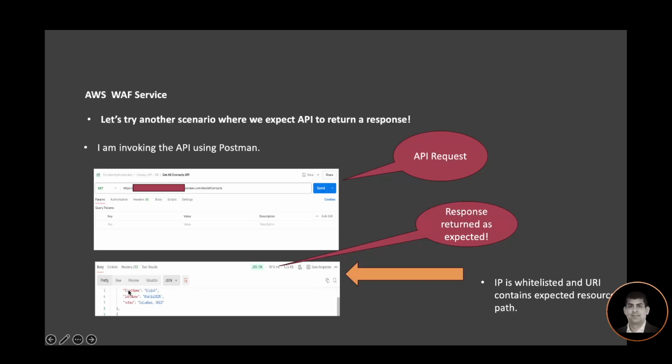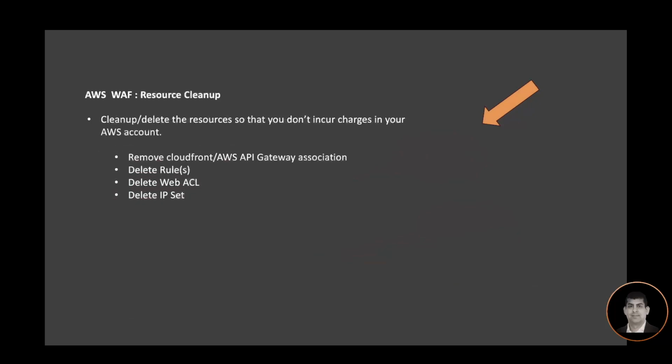Again, same setup, the data is in DynamoDB. I'm invoking the Lambda function through this API, which is hosted in the API Gateway. I'm using Postman to invoke the API, and then I'm getting the response returned as expected. So this is how we wanted to implement this use case, and it is working as expected.